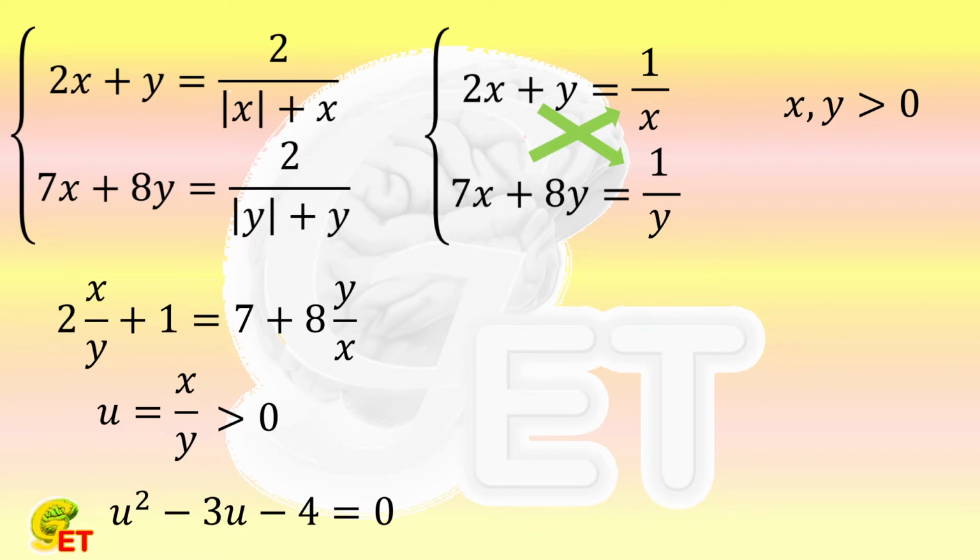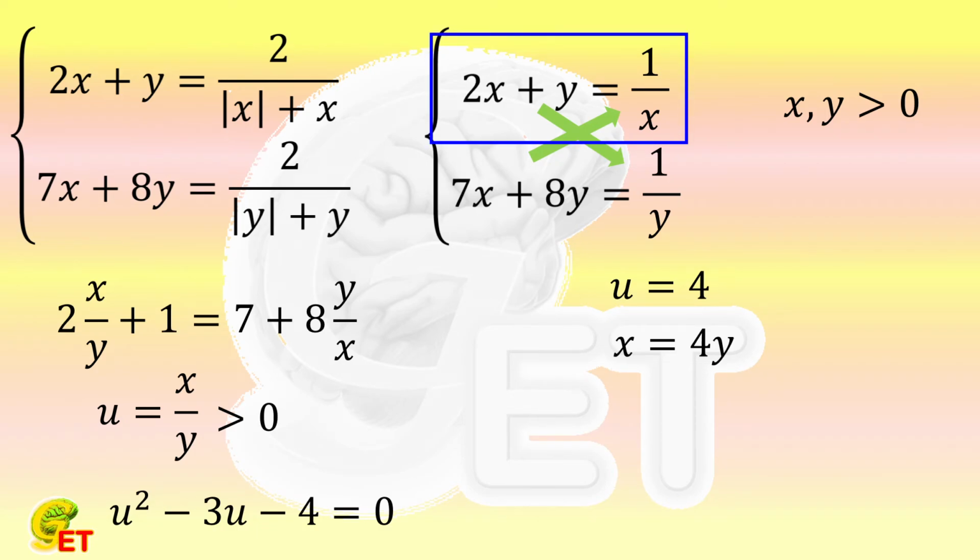Either u is equal to 4, or u is equal to -1. Please don't forget that u is bigger than 0, so it can only be equal to 4. That is, x is equal to 4 times y. Then we can bring it into any of the previous equations. For instance, the first one.